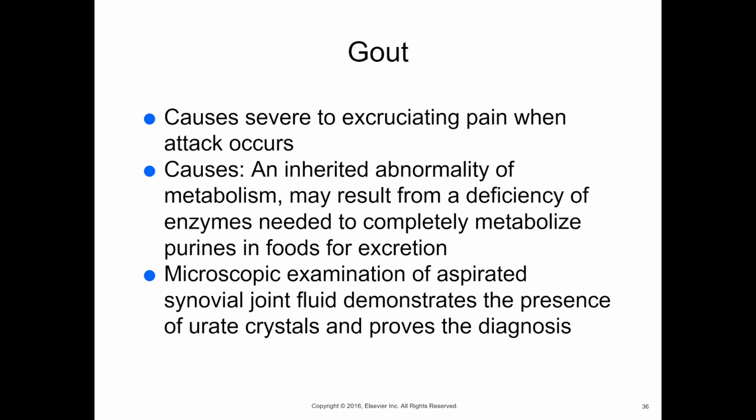Gout is related to individuals that eat high levels of purines in food. Purines are available in high quantities in things like wine, red wines, beer, red meat, and various other foods like that. The primary way to diagnose gout is a joint aspiration where you look for the urate crystals.